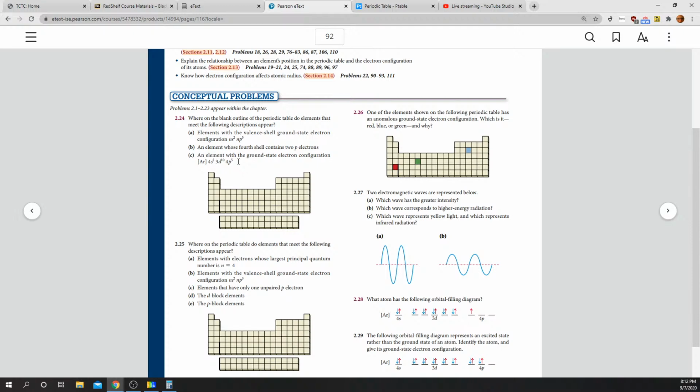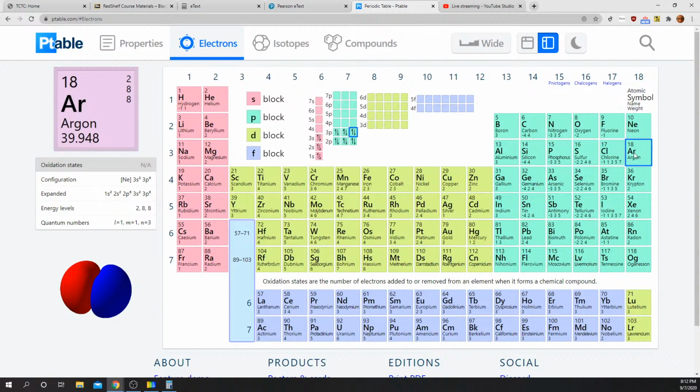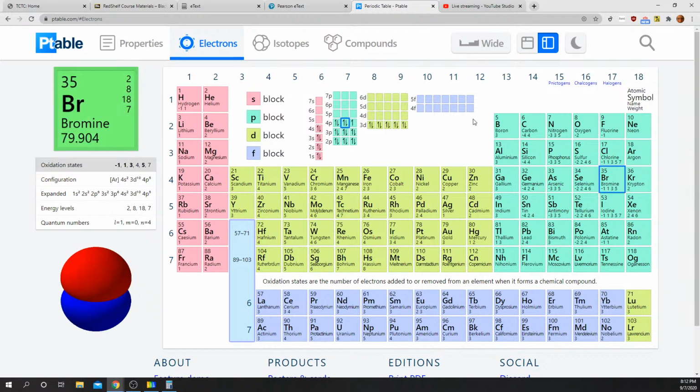Finally, an element with the ground state electron configuration argon, 4s2, 3d10, 4p5. Again, ground state just means neutral, normal. Nothing changed about it. So argon is the one that comes before, and then 4s2, 3d10, 4p5 means that the element we're looking at is bromine. Okay, fifth column of the p block there on the fourth row.